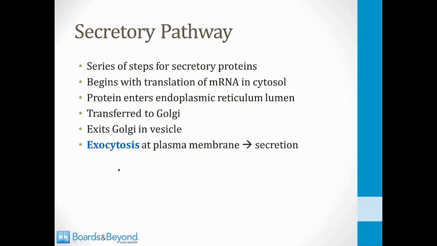For the rest of this module, I'm going to talk a little bit about how structures are moved around inside of cells. And first, I want to talk about something known as the secretory pathway. This is a series of steps for secretory proteins. It begins with translation of the protein from mRNA in the cytosol. The protein then moves to the endoplasmic reticulum lumen. It then goes to the Golgi and enters a vesicle exiting the Golgi, and then via exocytosis at the plasma membrane, the protein is secreted into the extracellular space.